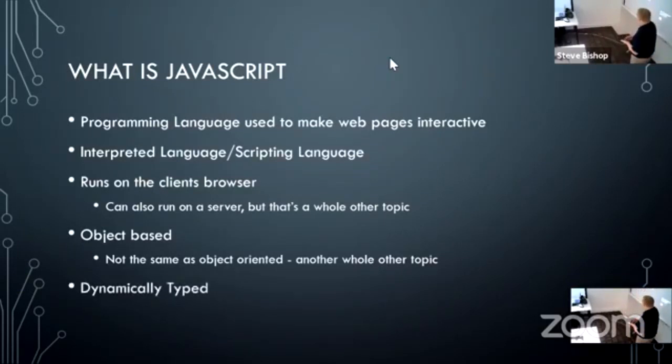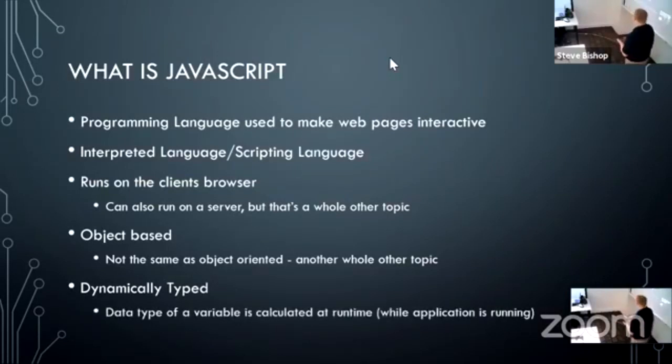Okay, it's dynamically typed, which essentially means if you write a variable, which we'll get into a little bit later, JavaScript doesn't need you to tell it what kind of variable it is. Just that there is a variable. You don't need to tell it this is a number. You don't need to tell it this is text. You don't need to tell it this is an object. It's just going to figure all that out all by itself, okay?